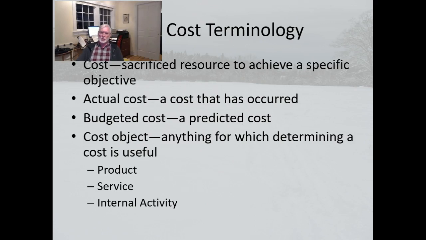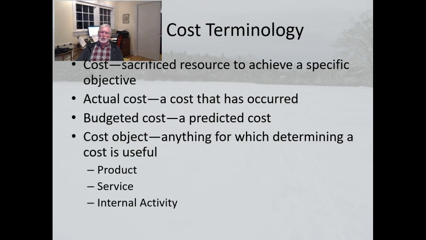So first of all, some terminology. What's a cost? Something you give up to get something. Essentially, a sacrificed resource to achieve an objective. That's your highfalutin academic definition. Yeah, you've got to pay for something to get it. Generally, the sacrificed resource is cash, but not always. The sacrificed resource might be some other kind of asset that we're giving up in order to get something.